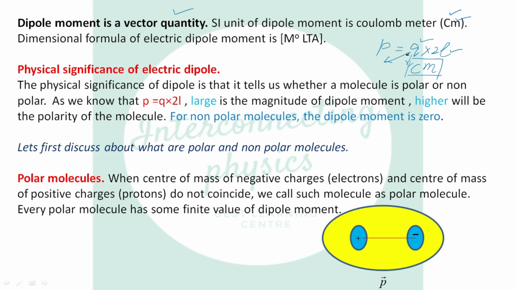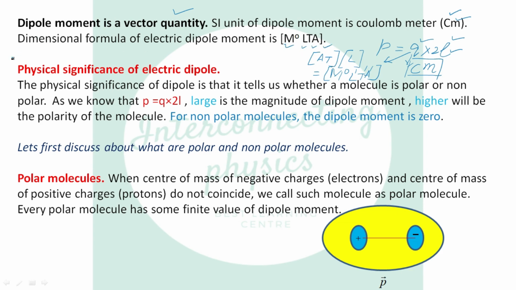Now, what is the dimensional formula of q? It is AT. And what is the dimensional formula for length? It is L. So the dimensional formula is M0 because M is 0 here, L1, T1 and A1. So this is the dimensional formula, that is M0 LTA.